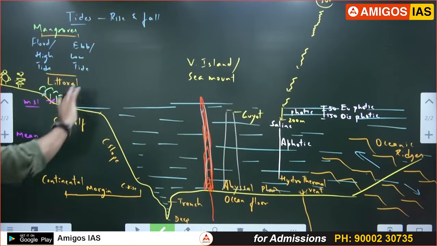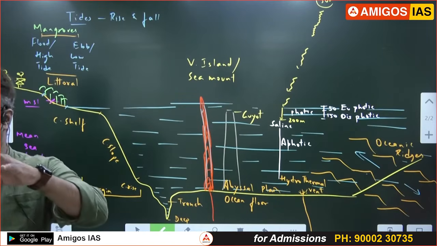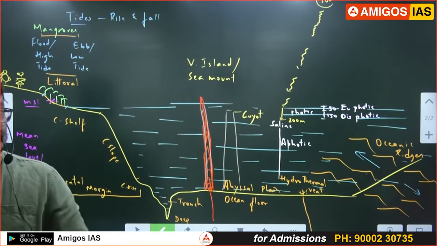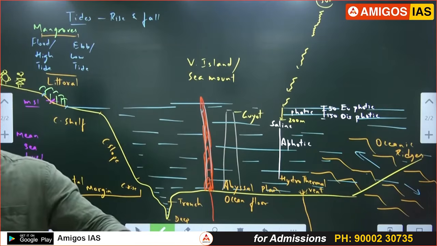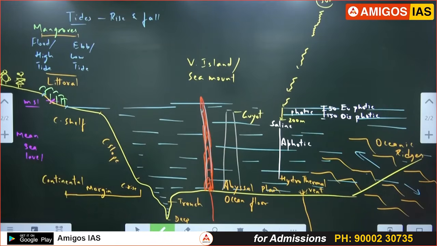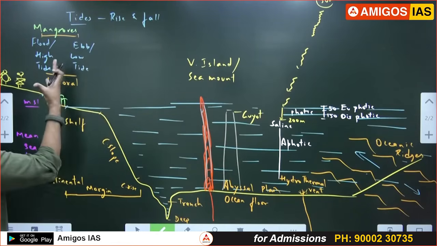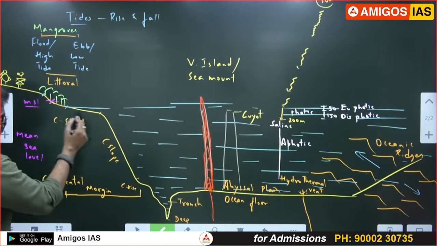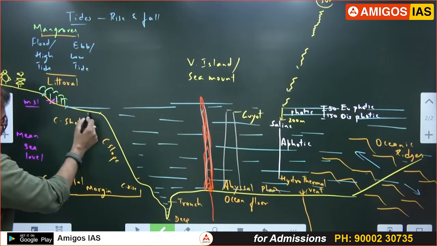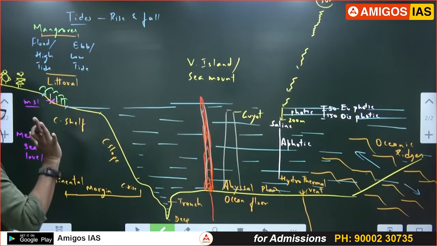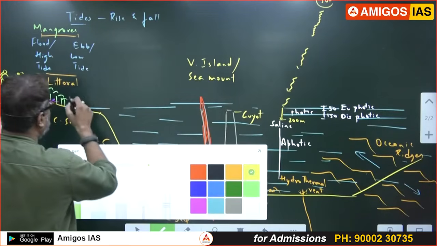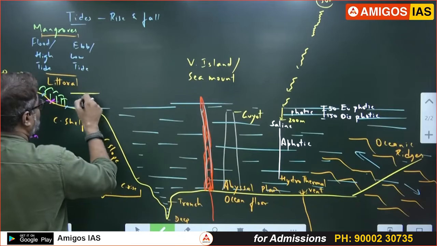Because mangrove plants need wet and dry periods, alternately wet, dry. Partly flooded, partly exposed. So the salt tolerant plants, halophytes, grow here. In which zone? Littoral zone. During high tide, it gets flooded. During low tide, it gets exposed, aerated. But this zone, you notice, is always under water, whether high tide or low tide. Neritic zone. This is called neritic. From here onwards, this zone is called neritic.